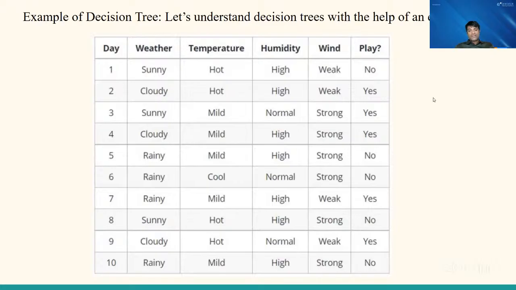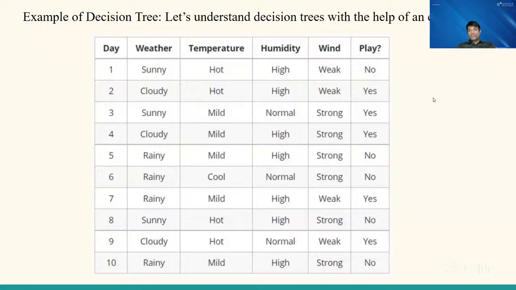And then temperature again has three values, which are cool, mild, and hot. Then we have humidity, which here has only normal and high, right? And then we have wind, which again has only two values, strong and weak. Now leave the day part out, which is irrelevant in this situation. You have conditions like weather, temperature, humidity, and wind. These are the four parameters, which are the independent variables.